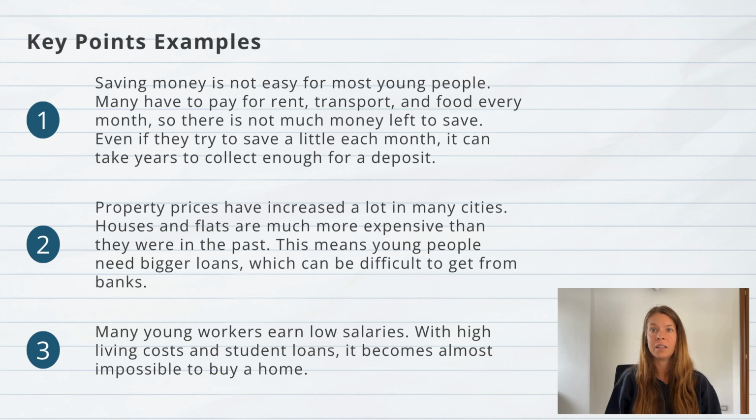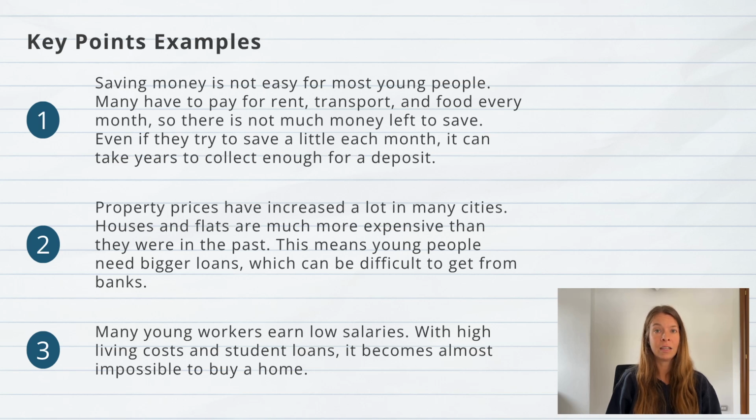Number 1, saving money is not easy for most young people. Many people have to pay for rent, transport, and food every month. So there is not much money left to save. Even if they try to save a little each month, it can take years to collect enough for a deposit. So there we very clearly explain the problem with savings, that it's difficult because of these different things, and even if we were able to save, it would still take a long time.